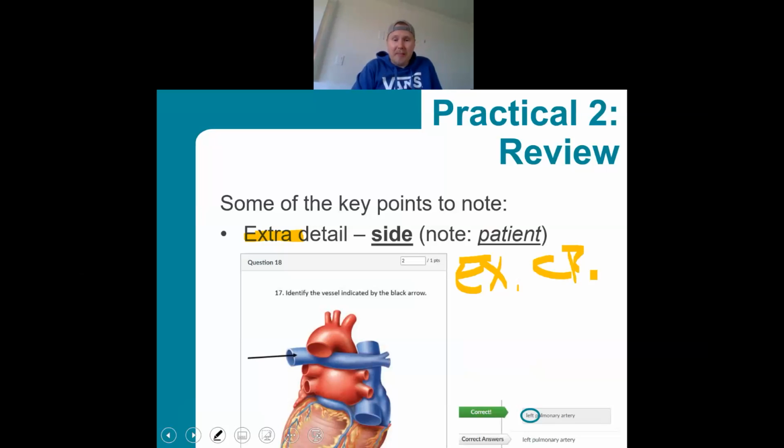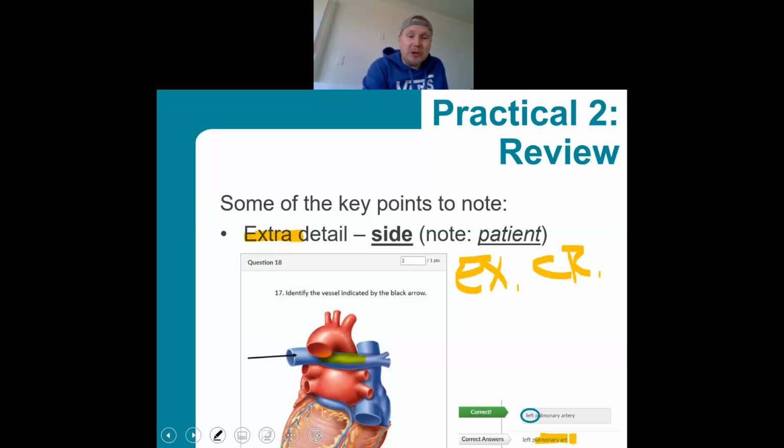And here, for example, I was looking for you to identify that what we're seeing here is the pulmonary artery. Remember that the pulmonary system is a little different from the rest of the body, because in the pulmonary system, the arteries carry deoxygenated blood and veins carry oxygenated blood. And that's, of course, the reverse elsewhere in the body. But if you picked up the pulmonary artery, you got full points.